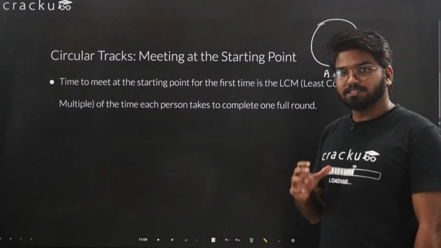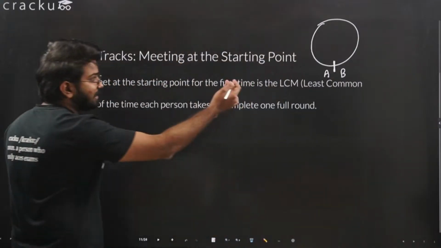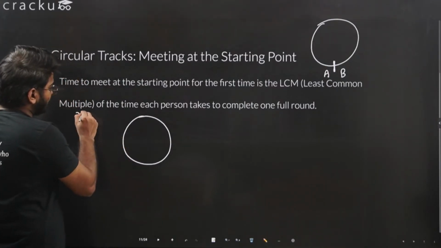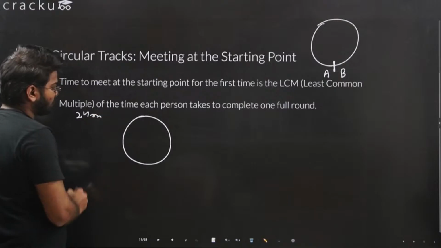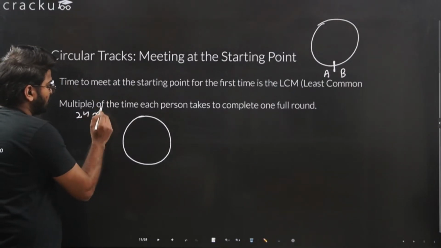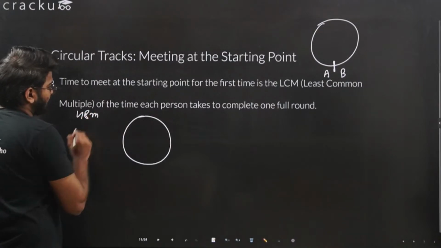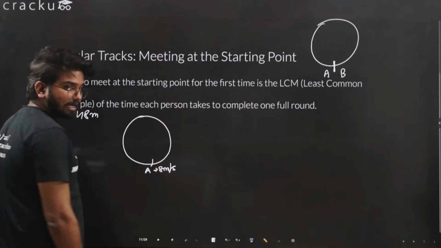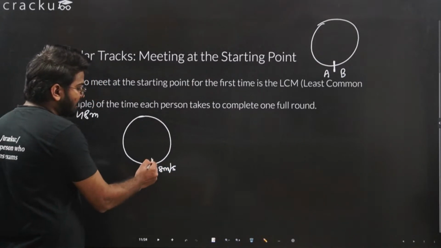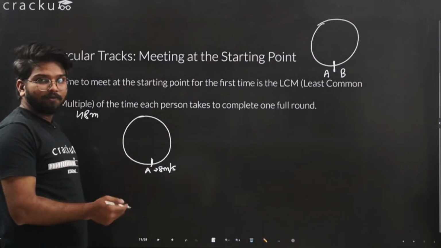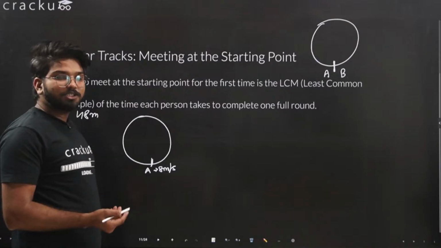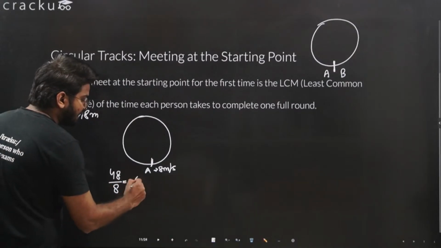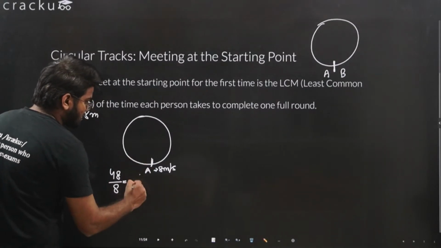Now it is very logical, just understand the concept. Let's understand the two persons are running at different speeds. Let's say the length of the track is 48 meters. A is running at the speed of 8 meters per second. If A starts from here, when will A come back here, when will it cover the first round? A will take 48 divided by 8, that is 6 seconds.